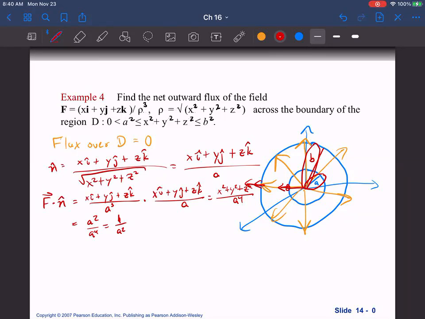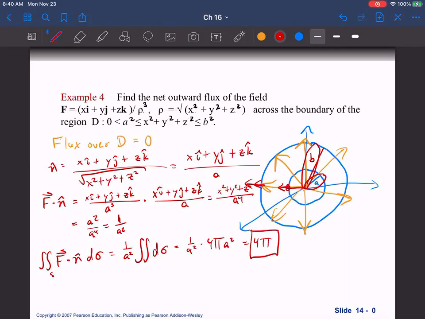And then if we go to do this integral over our surface, F dot n d sigma, we'll get this 1 over a squared. We can bring that right out in front because it's a constant. And then we're going to integrate over that surface area here, and we end up with 1 over a squared times 4 pi a squared, which will just be 4 pi.